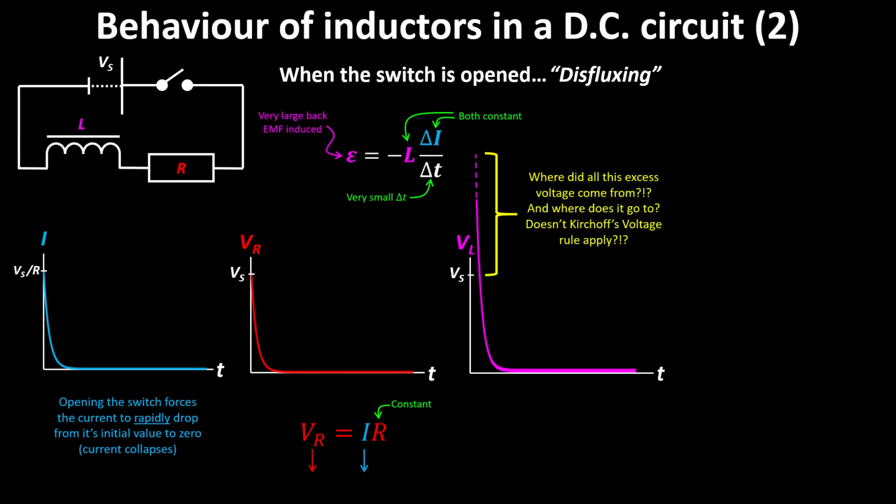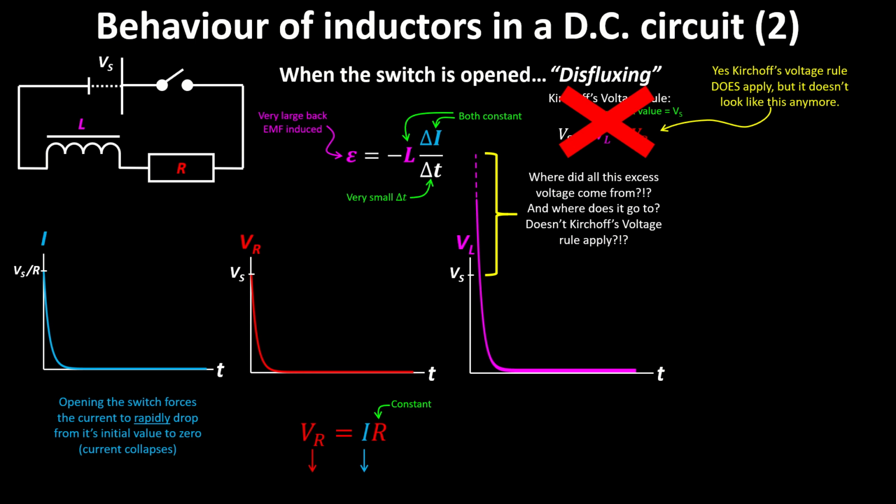Where did all that excess voltage come from, and where does it go to? What's going on with Kirchhoff's voltage rule? Because if we looked at Kirchhoff's voltage rule from before, we've got a supply voltage, we've got an inductor, we've got a resistor. The voltage across the supply must equal the inductor and the resistor. But here we've got an inductor voltage that's much larger. Because before, the maximum value that the inductor voltage could be was the supply, which was true when you close the switch, but that is not true when you open a switch, because the directions of things have changed.